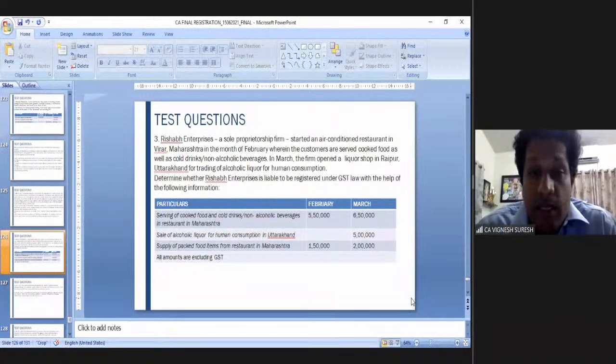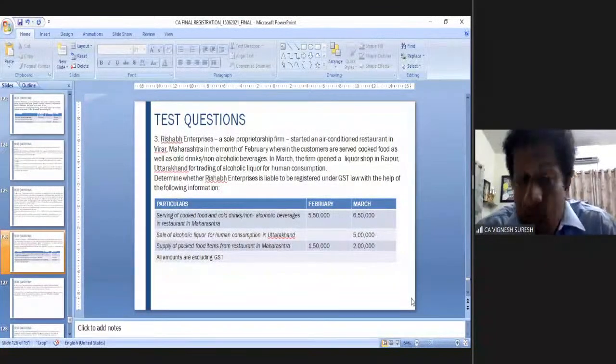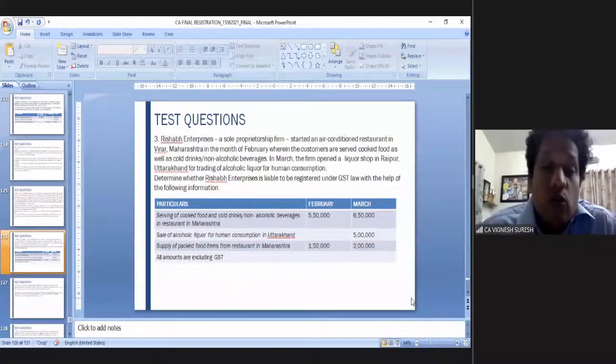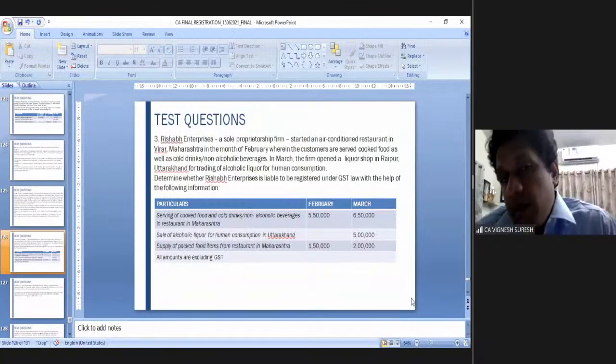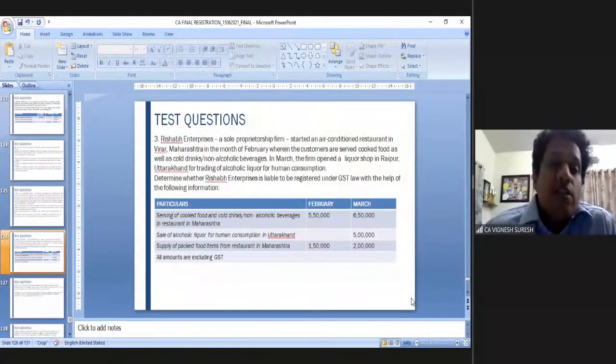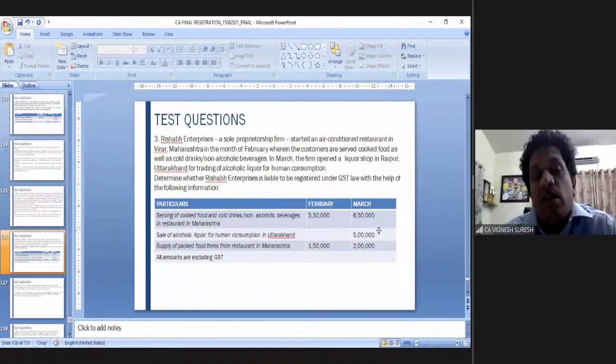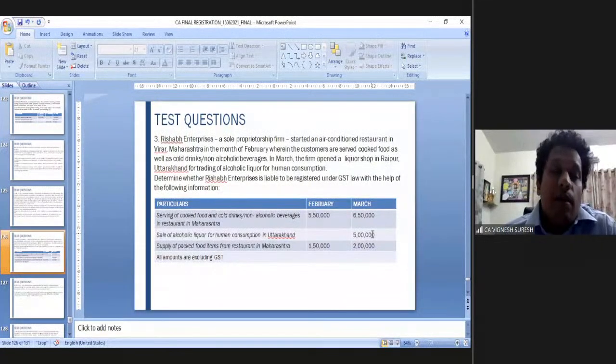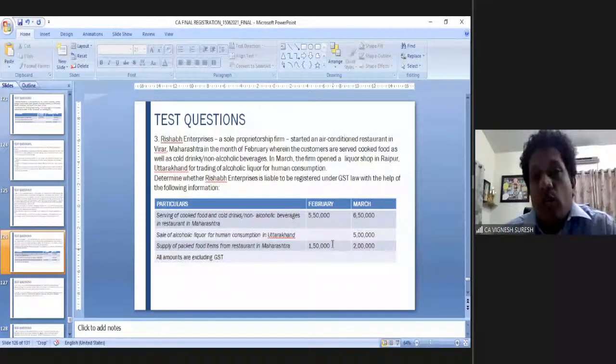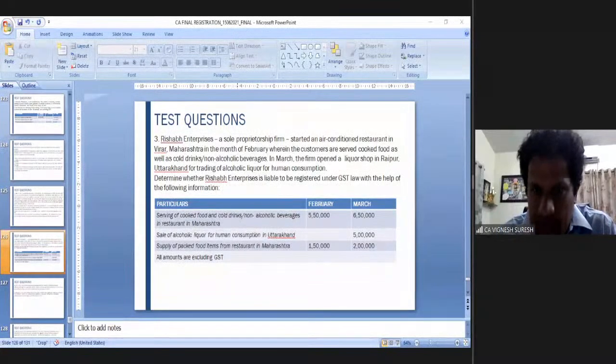But should it take the registration in Uttarakhand? Again, in Uttarakhand, since it is making only non-taxable supply, it need not get itself registered in Uttarakhand. That is the answer for this particular question. So the trick here is that the query says restaurant services. Immediately, we need to remember that restaurant means it is a service and not supply of goods. So the turnover limit is 20 and not 40. Right? That is the tricky part here.